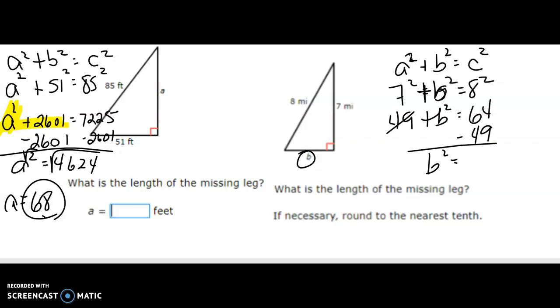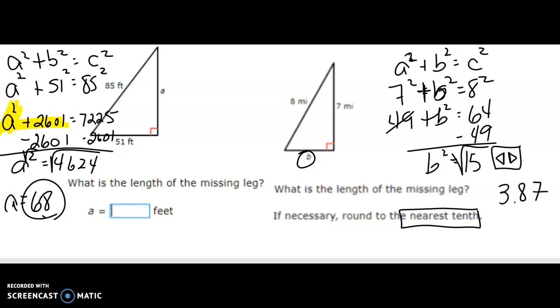64 minus 49 is 15. And then we're going to square root it. If you are using my calculators, it's going to give you the square root of 15 as the answer, but we want to be able to round. So above the enter button on the calculator, there's a toggle button. Hit the toggle button and it'll turn it into a decimal. We round to the 10th. The 10th is 1 decimal spot. So if it says 3.87, the 7 is going to change that 8 to a 9.